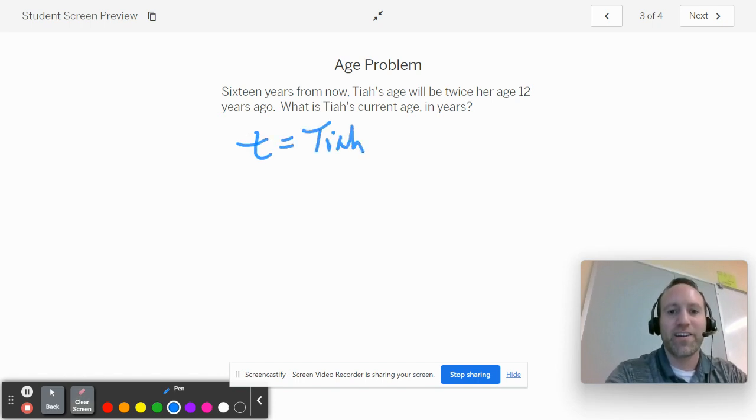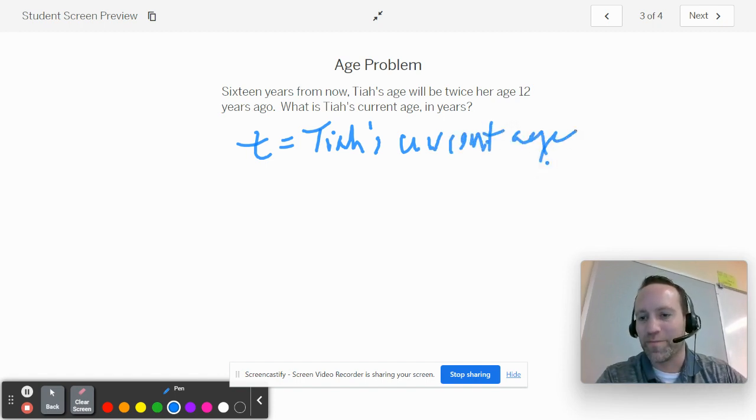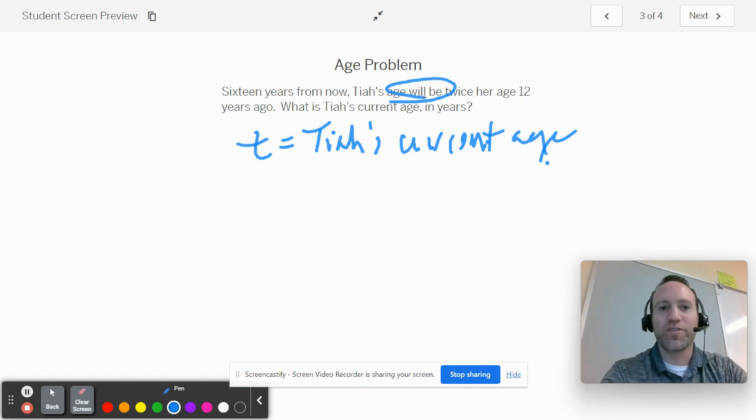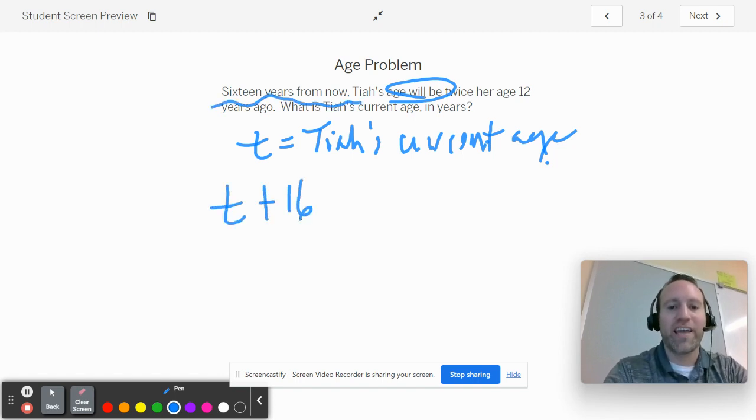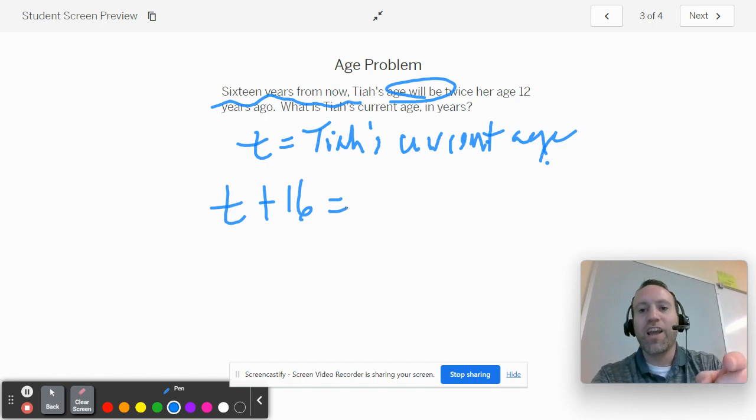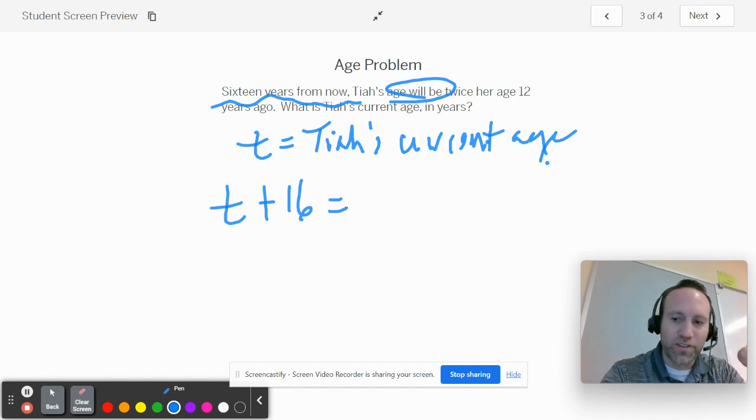Tia's current age. Apologize for my handwriting. I don't have my pen, left it at home. So, all right. Now, what we know is that 16 years from now, Tia's age will be. That is actually an equals part right there. So 16 years from now, so if we add 16 to Tia's current age, that would be twice her age 12 years ago. So 12 years ago means take 12 off her current age and multiply that by 2.